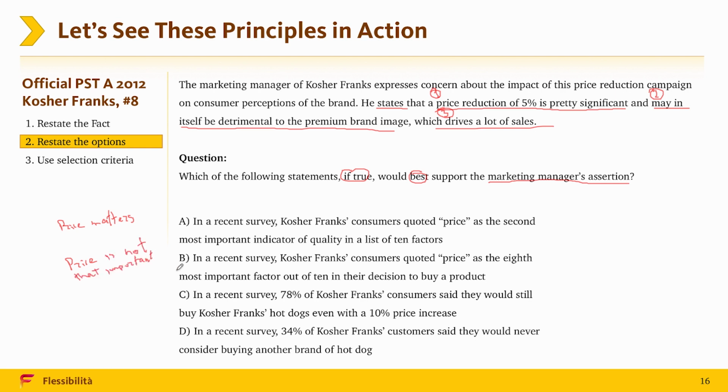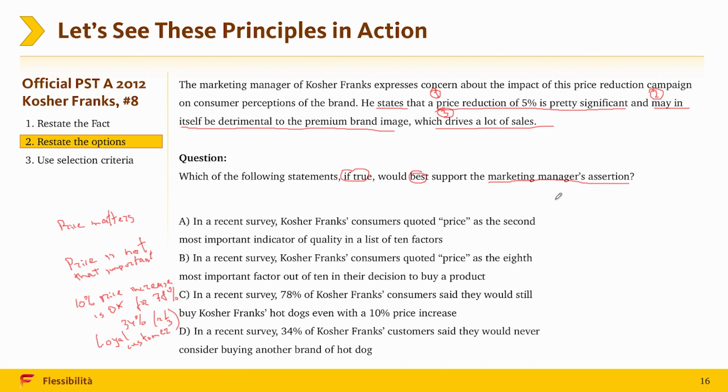C, in a recent survey, 78% of Kosher Franks consumers said they would still buy Kosher Franks hot dogs even with a 10% price increase. So C actually means 10% price increase is okay for 78%. D, in a recent survey, 34% of Kosher Franks customers said they would never consider buying another brand of hot dog. So D means loyal customers. 34% of loyal customers, so about 1/3. So what differentiates these options is what they state about the marketing manager's assertion.